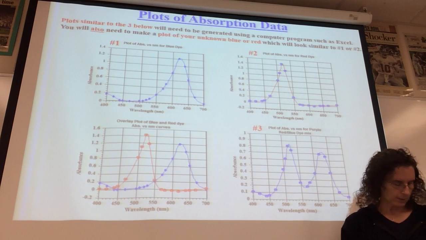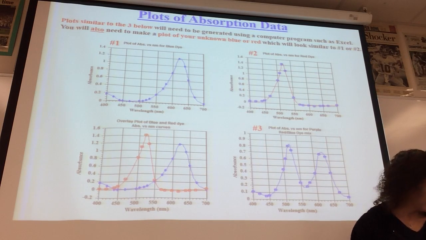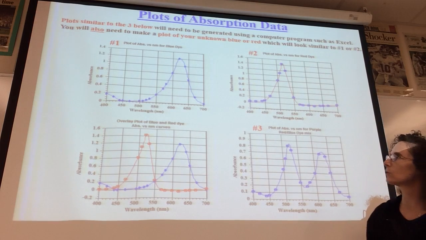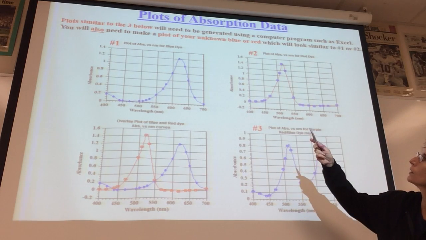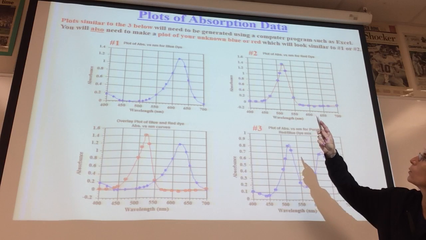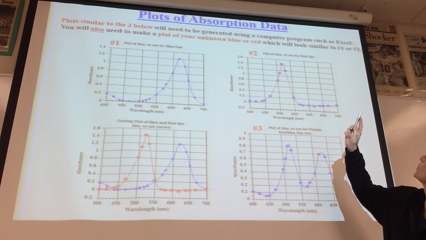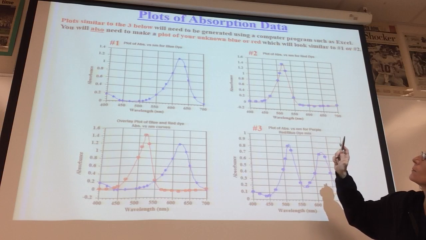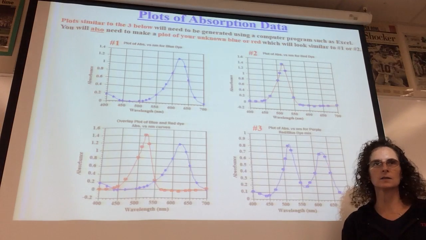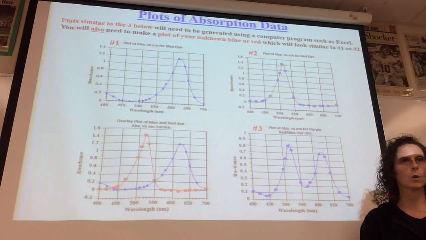This came up several years ago on some AP exams. It's actually common sense because you're very good at math and interpreting graphs. I don't think you'll have an issue. It says plots similar to the three below will need to be generated using a computer program such as Excel. I'm not going to ask you to do that. If you were given these plots, you could figure out the optimum wavelength.